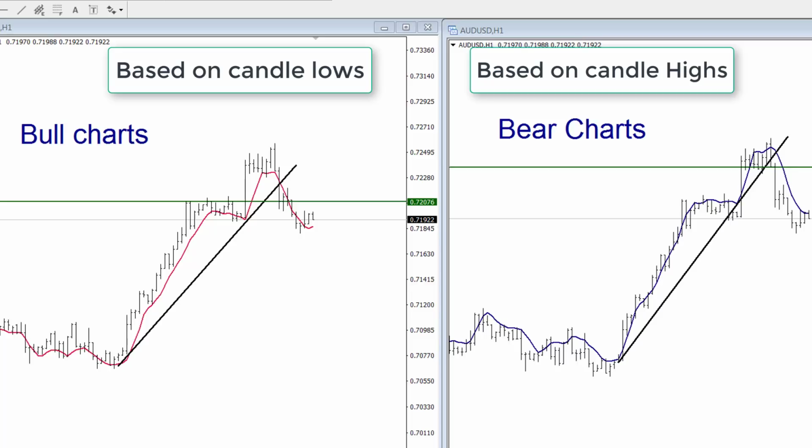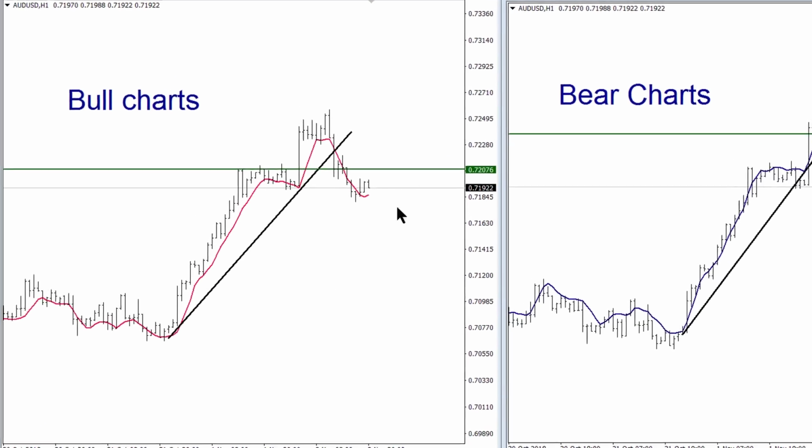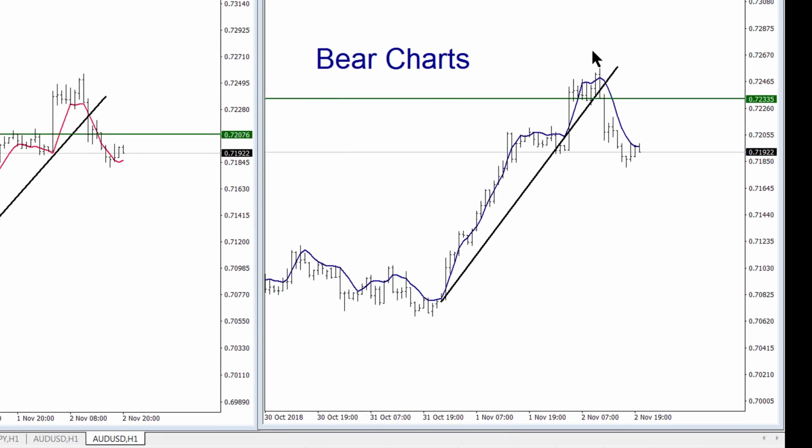Now, why did we do that, I hear you ask? I'm going to show you exactly how this works, how we set the charts up, and how it gets traded. And by the way, this is a millionaire secret. It gives you a huge advantage in the market. So how do you set a bull chart up? A bull chart uses the lows of the candles to make decisions to trade upwards, and the bear chart uses the highs of the candles to trade downwards.